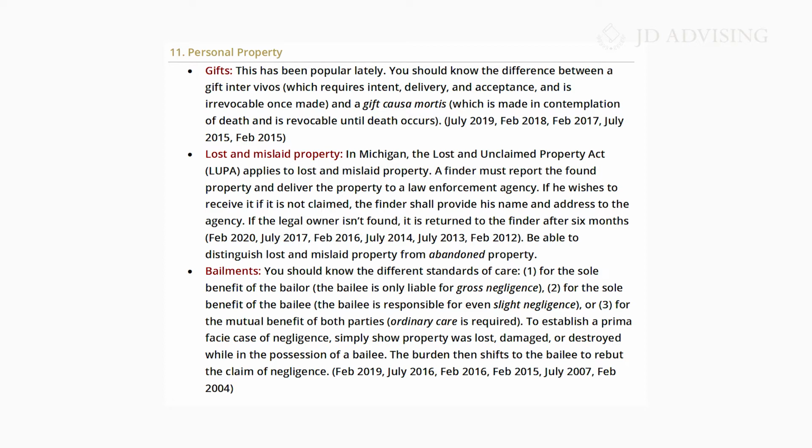For lost and mislaid property, you should know that in Michigan, there's not a great distinction between lost and mislaid property because they're both treated the same under the law. The Lost and Unclaimed Property Act will apply to lost or mislaid property, where a finder has to basically report a finding to law enforcement and can retrieve the property if it's not claimed by the true owner after 6 months. You can see the last sentence under that paragraph on lost and mislaid property talks about abandoned property.